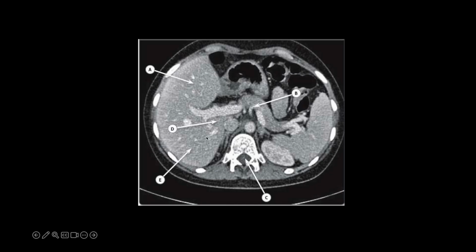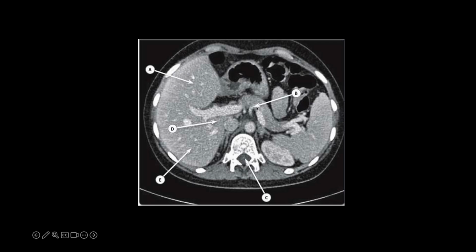E would therefore be segment 6. 5 would be in this region here. D is your caudate lobe. This is the IVC, this is IVC. Caudate lobe is the little structure just behind it, directly in front of it.